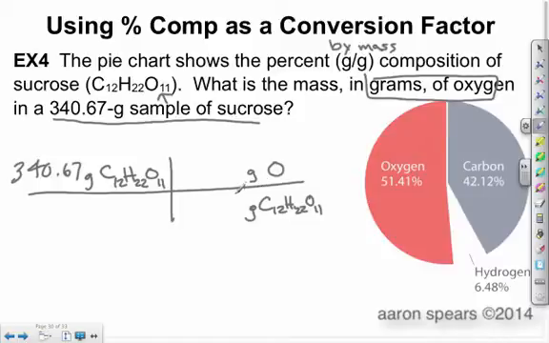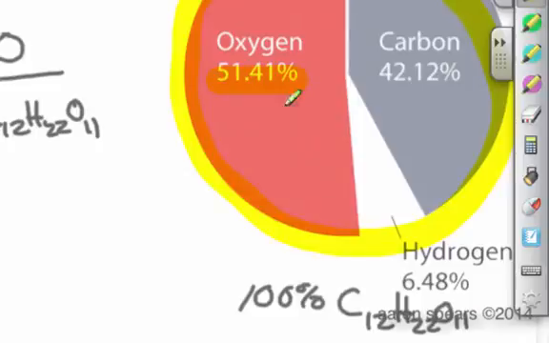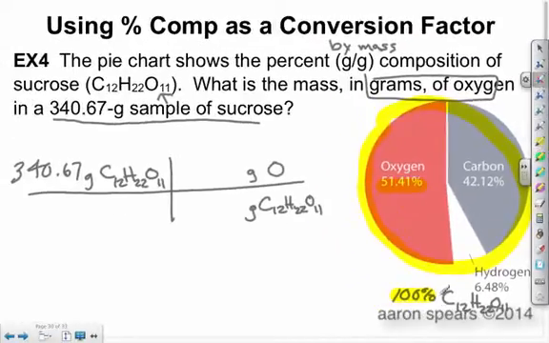So we need some type of ratio that relates the amount of oxygen to the amount of sucrose, and we have that relationship with percent composition. Remember that the percent is a part of the whole. The whole part, that represents 100% of sucrose. Oxygen's part is 51.41% of that whole. So to get our conversion factor, all we're going to do is take our percents and change them into grams. So now we see that for every 100 grams of sucrose, there is 51.41 grams of oxygen.